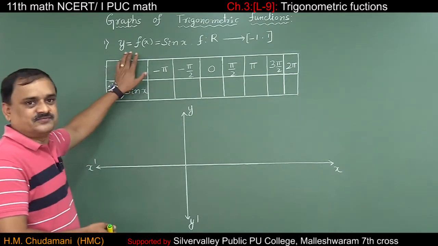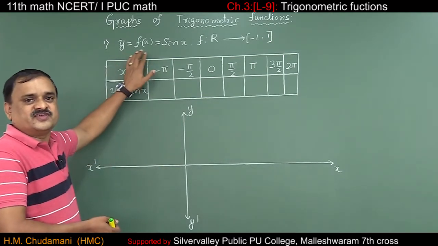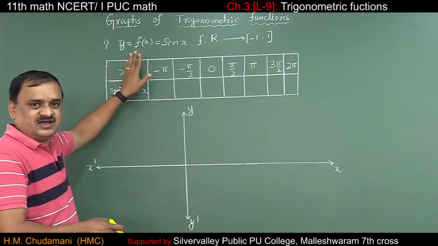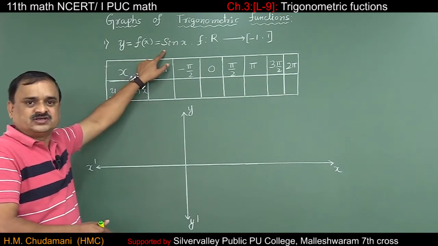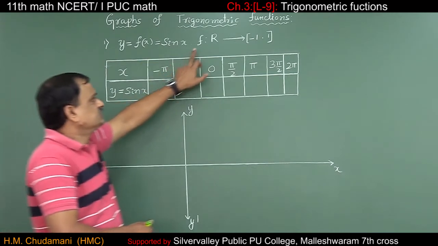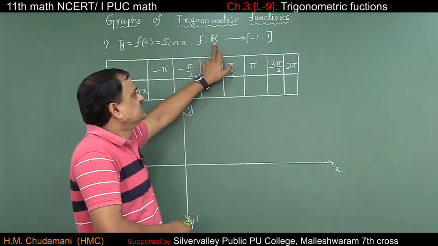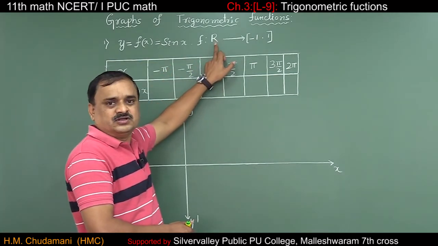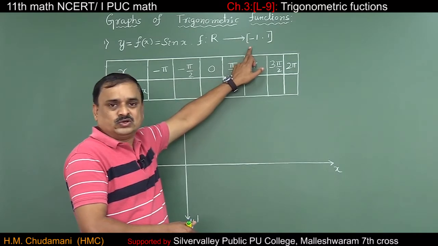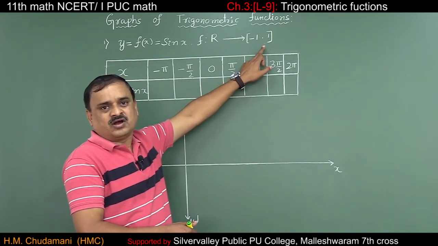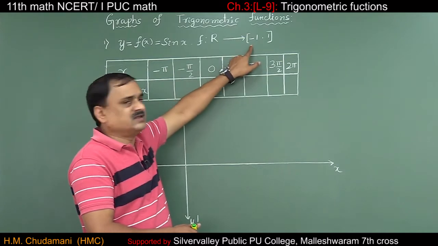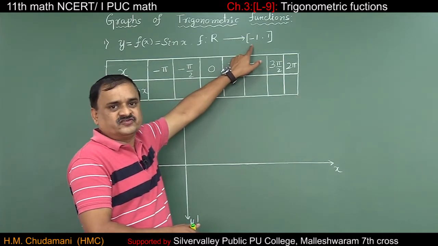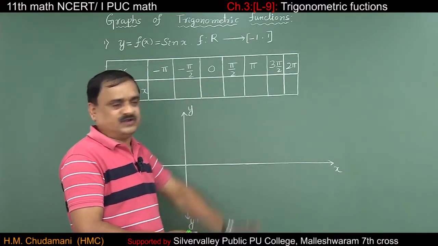Under that, the first one, y is equal to f of x. In general, a function y equals f of x. Let me take sin x, a trigonometric function. It is a function from the set of real numbers to the closed interval minus 1 comma 1. The set of real numbers is the domain, and the codomain is minus 1 to plus 1.